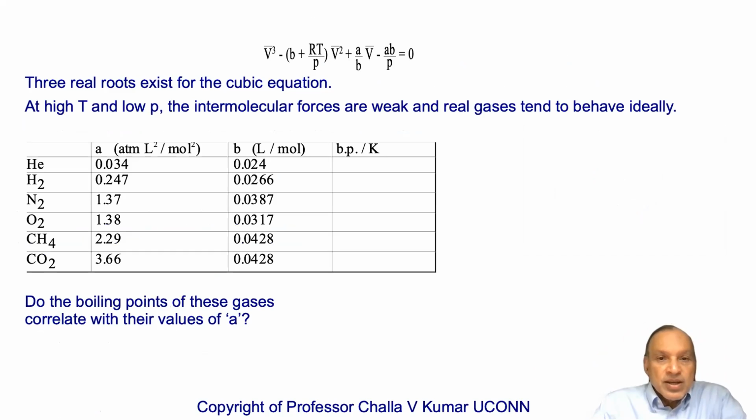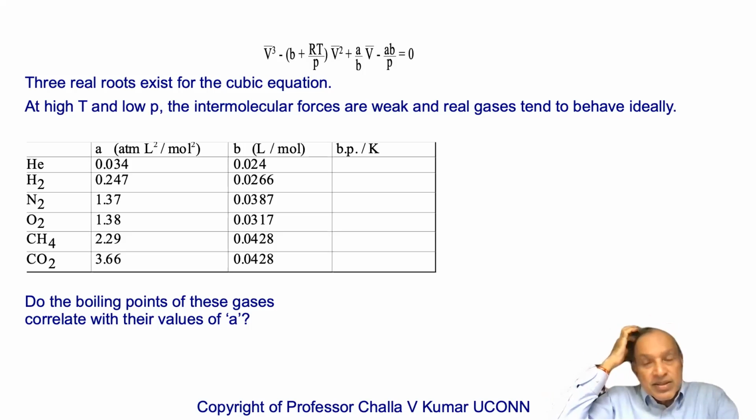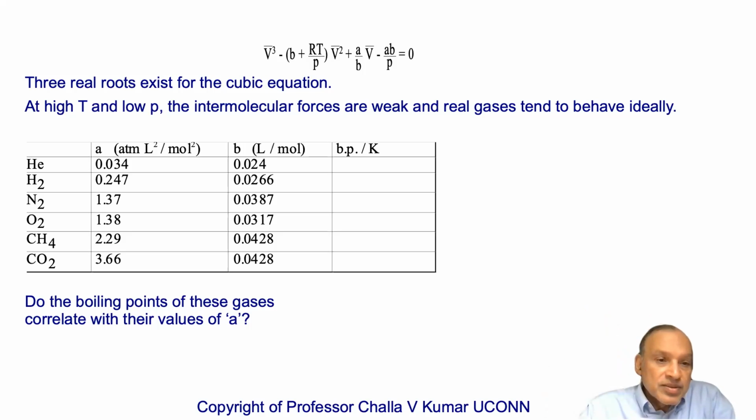And so those are the things. And if you're curious, we can ask, what is really A and what is really B, etc. Now, since A depends on the interaction terms, and I've given you values of A for different gases: helium, hydrogen, nitrogen, oxygen, methane, carbon dioxide. As A depends on the interaction term, the value increasing means that the interactions are getting stronger and stronger.